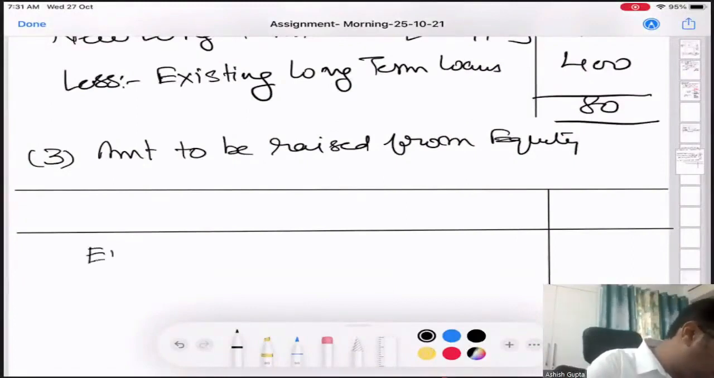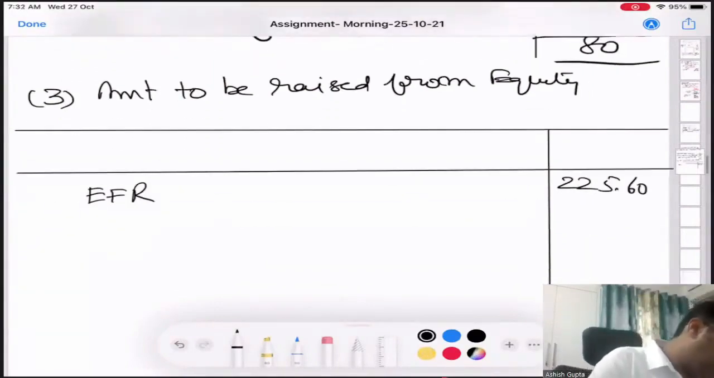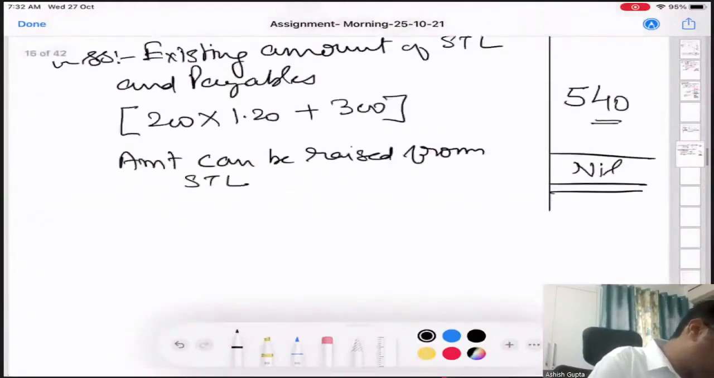Our EFR is basically 2 to 5.60. Less amount to be raised from short-term loans, that is nil, that we have seen here from this table.